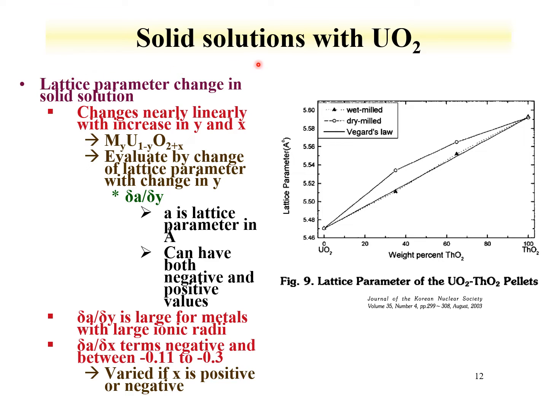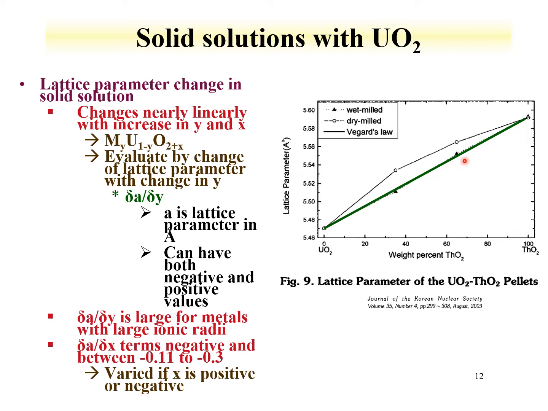As we saw in the previous slide, if we start adding components to UO2, the structure doesn't change, but the lattice parameters might. And here's an example of the lattice parameters of uranium thorium dioxide. As we see here, with this wet milled condition, there's a very linear relationship. This is called Vegard's law between uranium dioxide and thorium dioxide. This is weight percent thorium dioxide. So here's 100 weight percent uranium, 100 weight percent thorium.